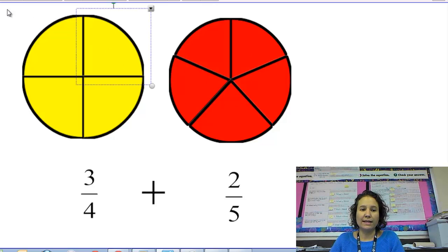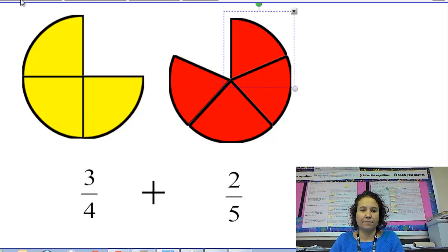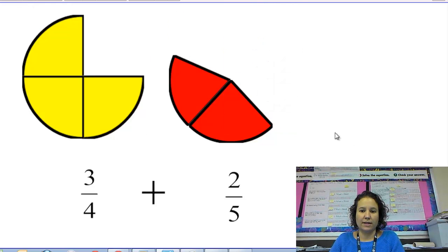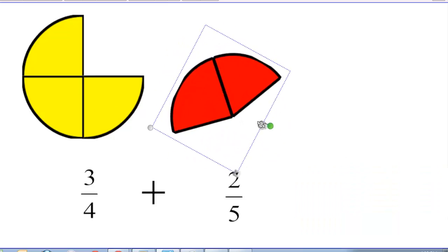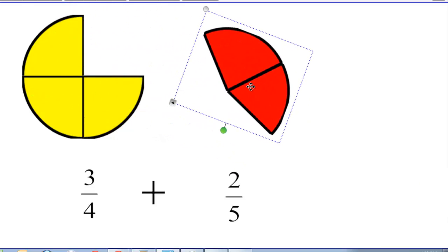And I'm going to eat 1 piece of the yellow pizza, and I'm going to eat 3 pieces of the red pizza. So now I'm left with 3/4 of the yellow pizza and 2/5 of the red pizza, and I want to know how much pizza in total do I have left. If I tried to grab these 2 pieces of pizza over here and just shove them in there, that's really not going to tell me how much pizza I have left.